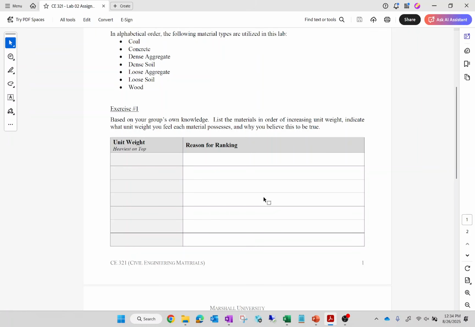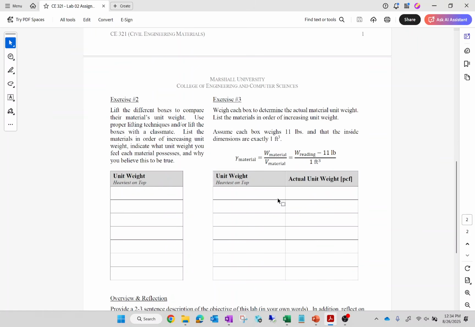Okay. Exercise number 2, I want you to list them, okay? And I want you to list them as a group and then see if your ranking changes, okay? Now some of these boxes are kind of heavy, so, in fact, most of them are kind of heavy.